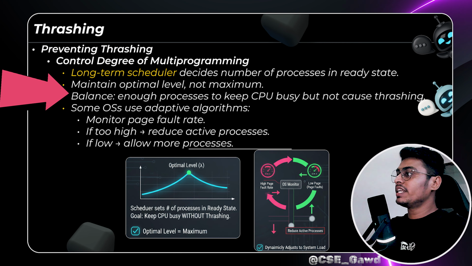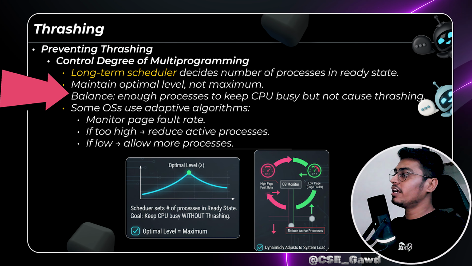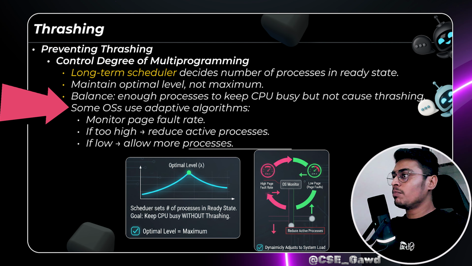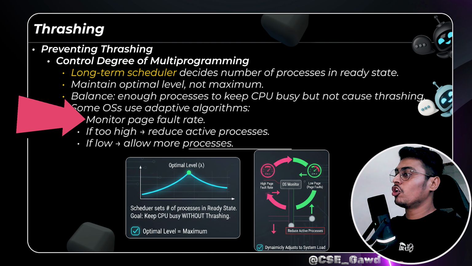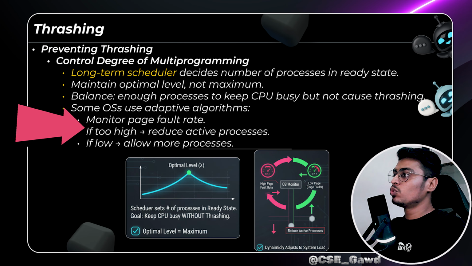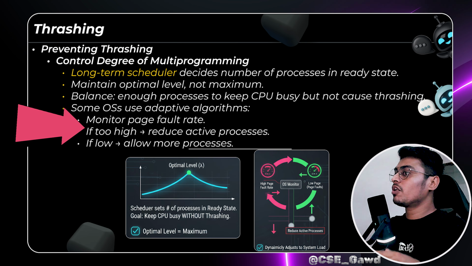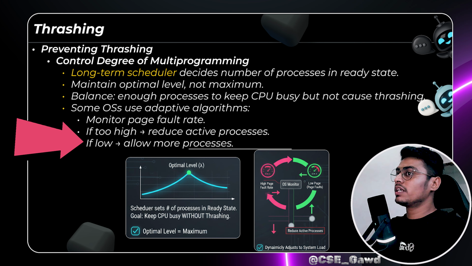This requires monitoring system performance and dynamically adjusting the number of active processes based on current memory usage and page fault rates. Some modern operating systems implement adaptive algorithms that monitor page fault rates and automatically adjust the degree of multiprogramming. When page fault rates become too high, they temporarily reduce the number of active processes. When the page fault rate decreases, they allow more processes to become active.